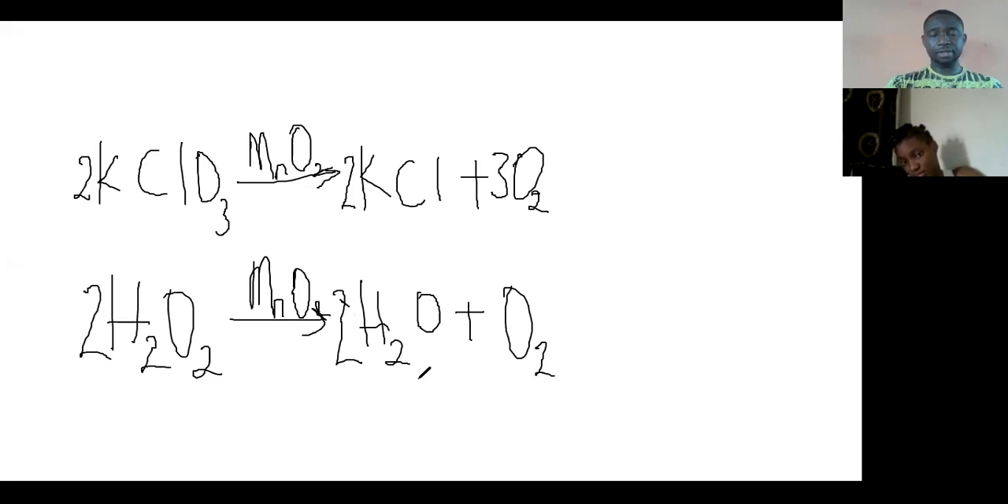Okay, now exactly, we have four atoms of hydrogen here, 4 here. We have 4 for oxygen, 2 here, 2 here. That gives us 4. That is absolutely correct.